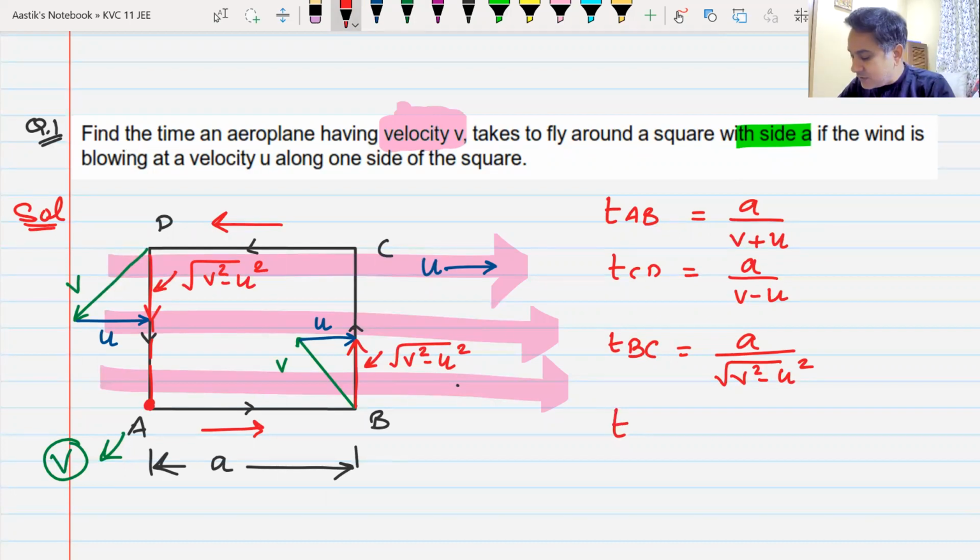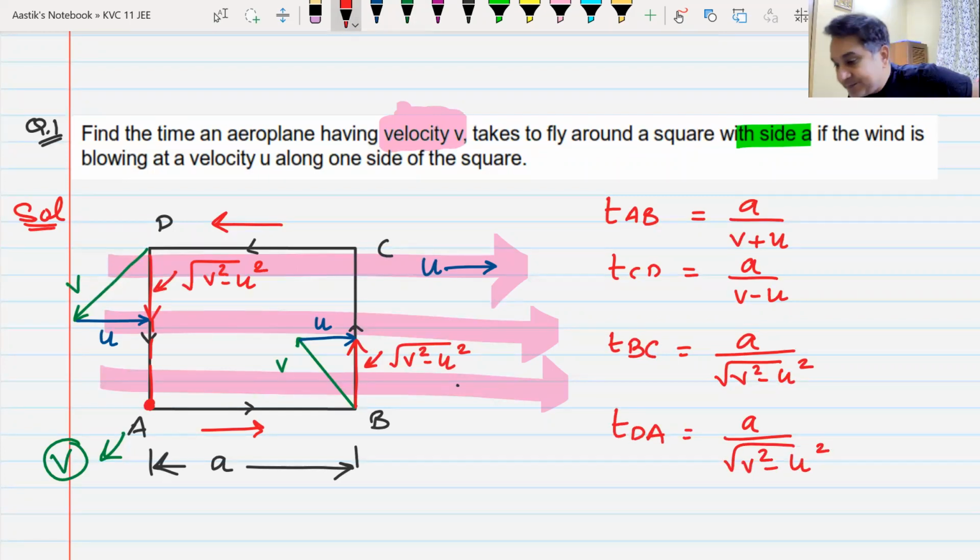So what is the time taken to go from D to A? It is again A by root over V square minus U square. The total time would be, you will need to add up all the times and you end up with your answers. Do we understand this? Any one of us got this answer? No one. Okay, not a problem.